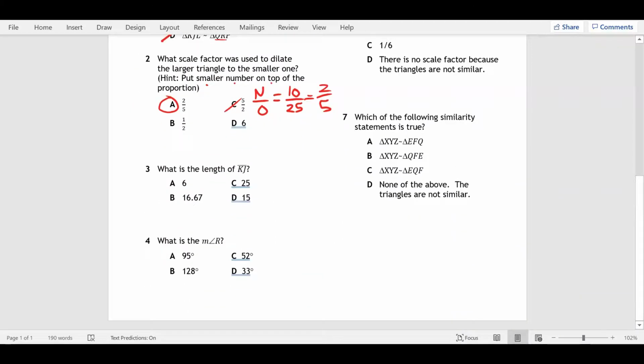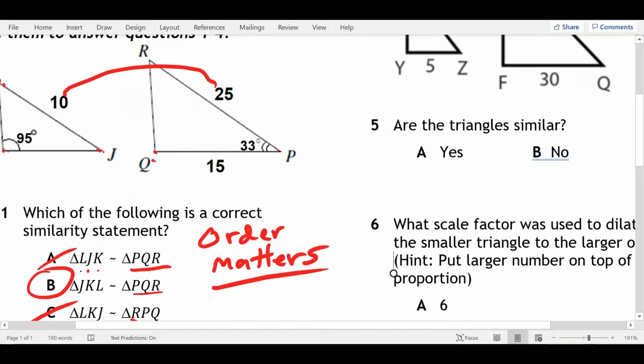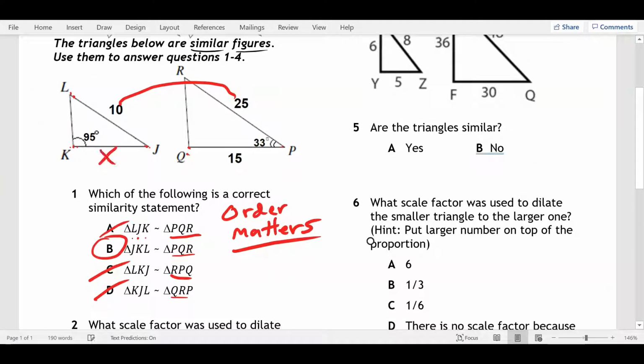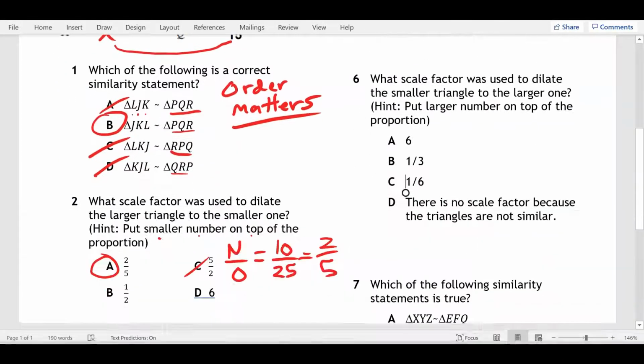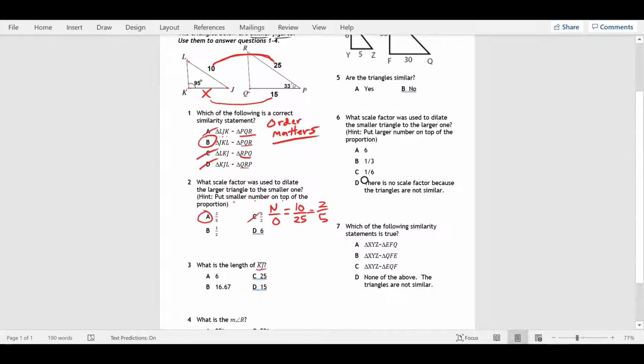Okay, so what is the length of KJ? Now, I'm looking for KJ. So I'm going to come up here, and between K and J, I'm going to put an X. That's what I'm looking for. Okay, so we said 10 corresponds to 25. X corresponds to 15. Okay, so what I'm going to do is I'm going to make fractions for that on number 3. Okay, so we said 10 goes to 25, so 10 over 25. And then X goes to 15 equals X over 15.